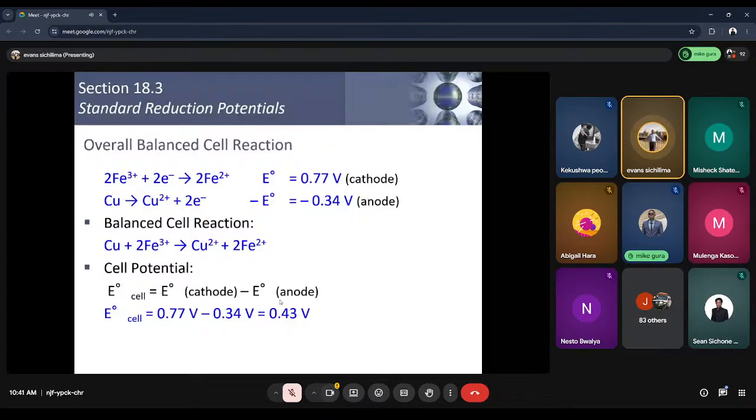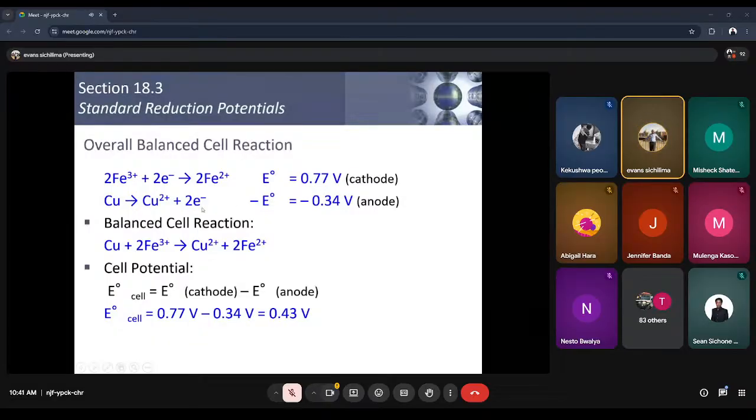So I can see a hand from Mike Gura. After I finish talking, you can go ahead, Mike Gura. Let me just explain what somebody has asked here. Yeah, so you've seen here. Are you able to see my mouse? Yes, sir.